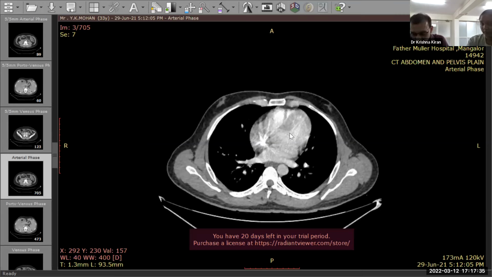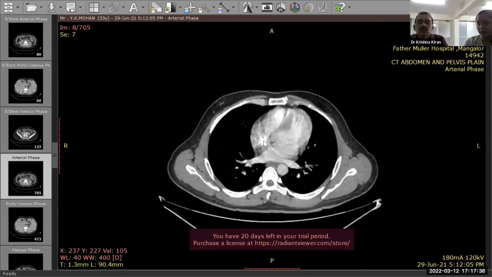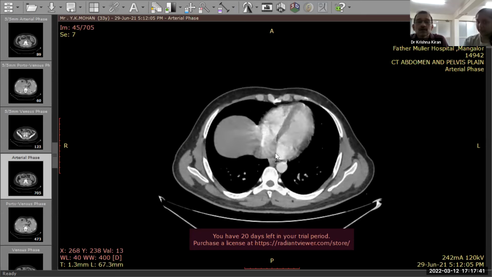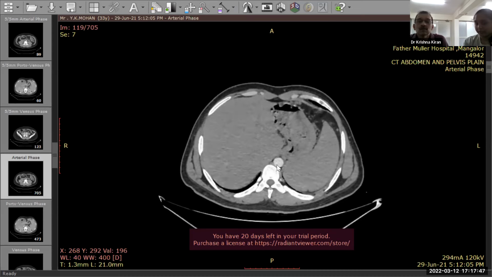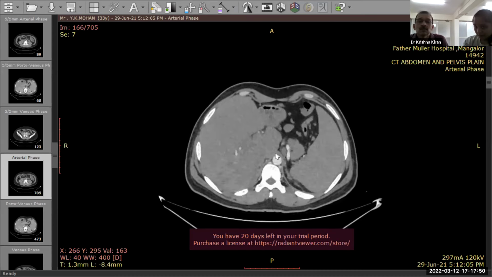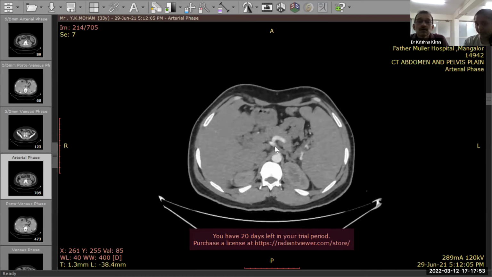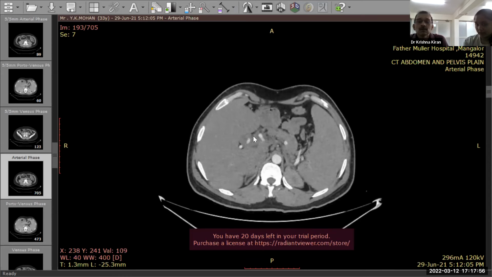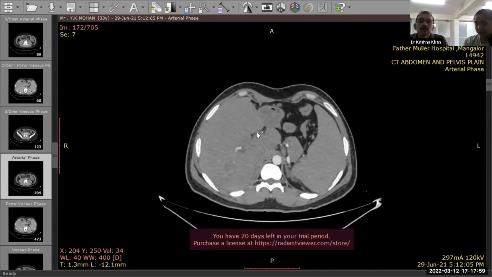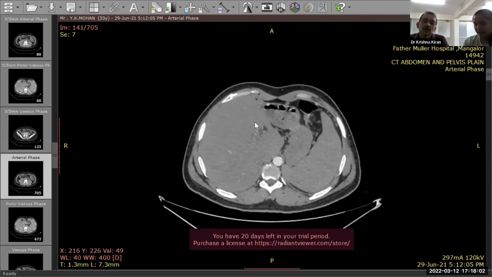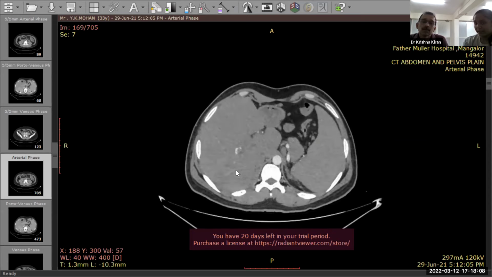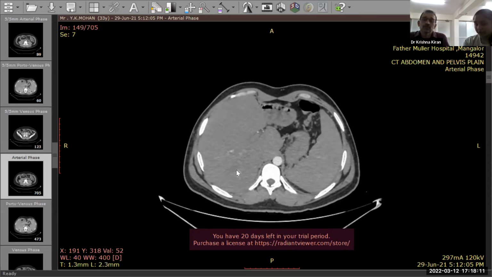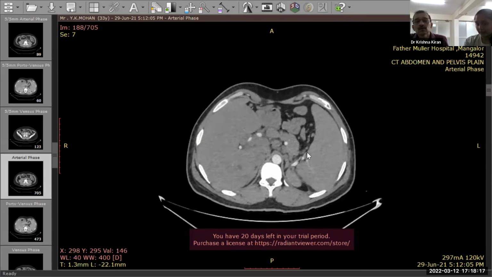Okay, so that's good. Now let's see what is there. So now we are scrolling craniocaudally in the early arterial phase. This is the aorta, and we can see that the celiac trunk is well opacified, and this is the common hepatic artery. Here you can see that the left hepatic artery is narrow in caliber compared to the right hepatic artery. The right hepatic artery branches are seen coursing through the hypodensities that we had earlier seen. The splenic artery is seen well opacified.